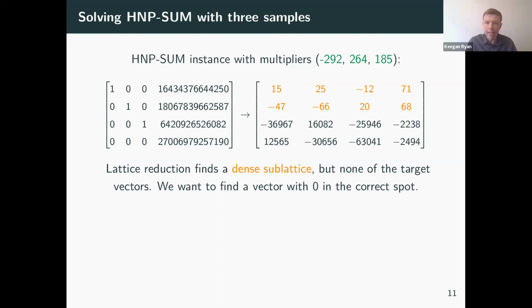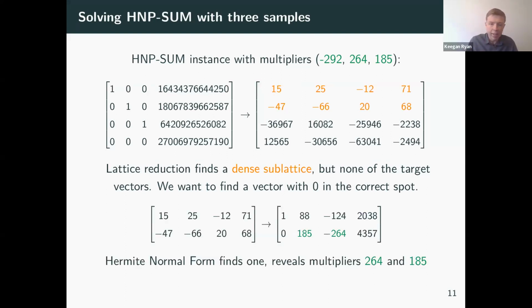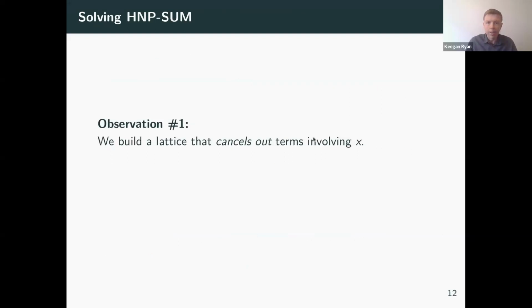So one way of doing this is by taking the basis for this dense sublattice and calculating the Hermite normal form. And after doing this, the Hermite normal form finds vectors with zeros in the correct places. And this allows us to find the target vectors, which allows us to recover the multipliers. In this case, 264 and 185. And even though this gives us just 2 of the multipliers, we can always shuffle around the samples and reorder them, run this process again, and get 2 other multipliers. So we're able to solve the hidden number problem with small unknown multipliers by using this lattice construction and by doing a combination of lattice reduction and calculating the Hermite normal form.